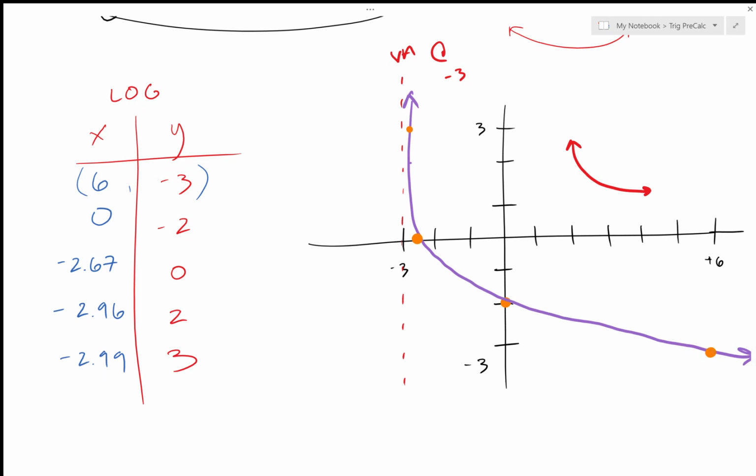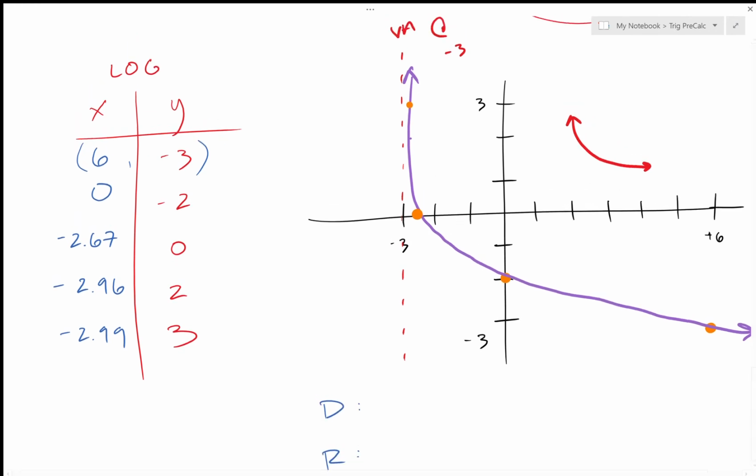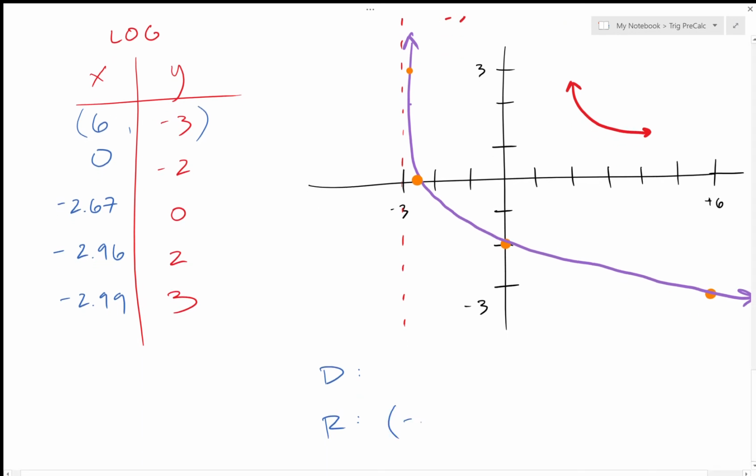But we can still fill out domain and range on this. So my domain and my range, let's see, has range changed at all? It continues going up, it continues going down, so that's all real numbers. For domain, does it ever stop going to the left? In fact it does. It gets closer and closer to this wall here, -3. Does it ever stop going to the right? Nope. It goes off to positive infinity.